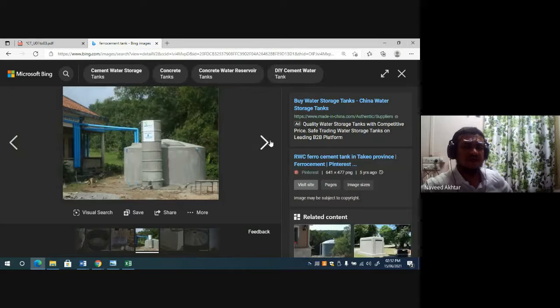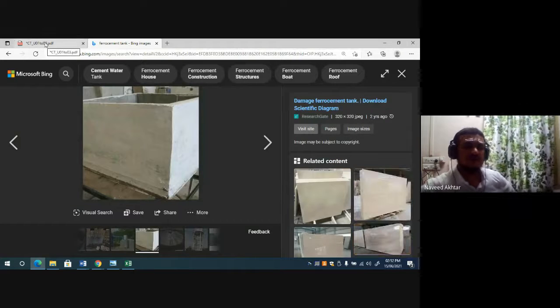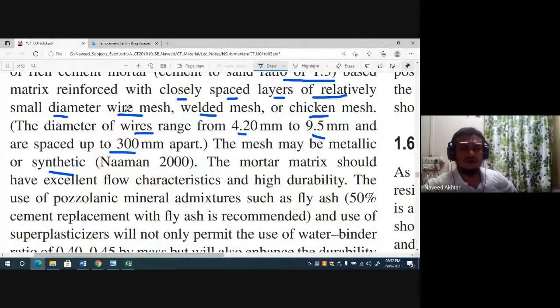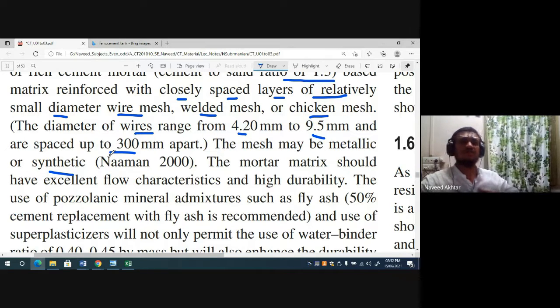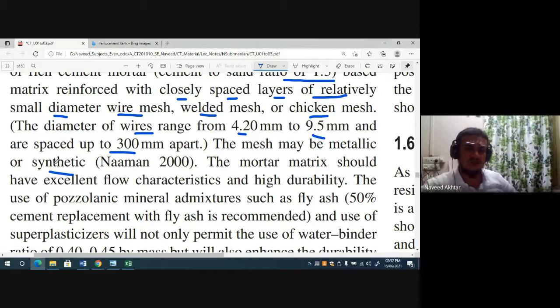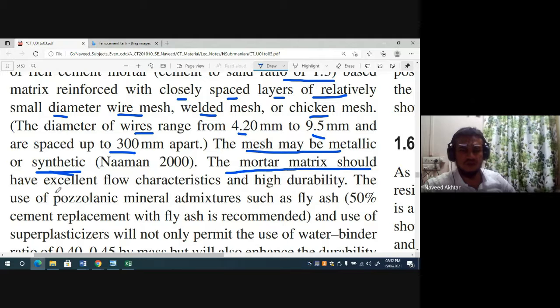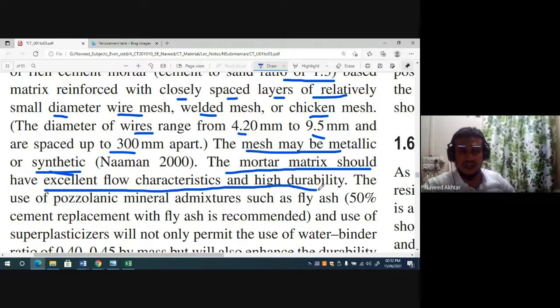So this is made by the ferrocement, that is, with the chicken mesh or the closely spaced small diameter mesh. Also, you can see the ornamental jalis we put at our staircase. They are nothing but ferrocement. If you break them, inside you will see the chicken mesh or wire mesh are there. And small bars are also provided, and the mesh may be metallic or synthetic. It may be non-metallic. The mortar matrix should be of excellent flow characteristics and high durability.